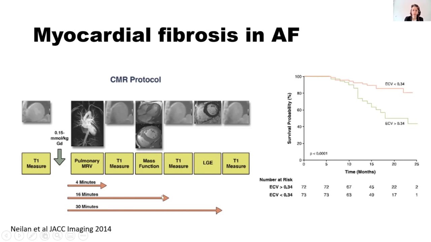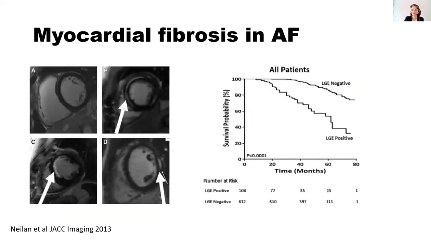And in this study, the authors showed that the presence of increased extracellular matrix, increased extracellular volume, the diffuse fibrosis, was associated with a higher risk of recurrence of atrial fibrillation. It's not infrequent as well to see patients with atrial fibrillation who have replacement fibrosis, and there are different patterns of replacement fibrosis that we can see on late gadolinium enhancement.